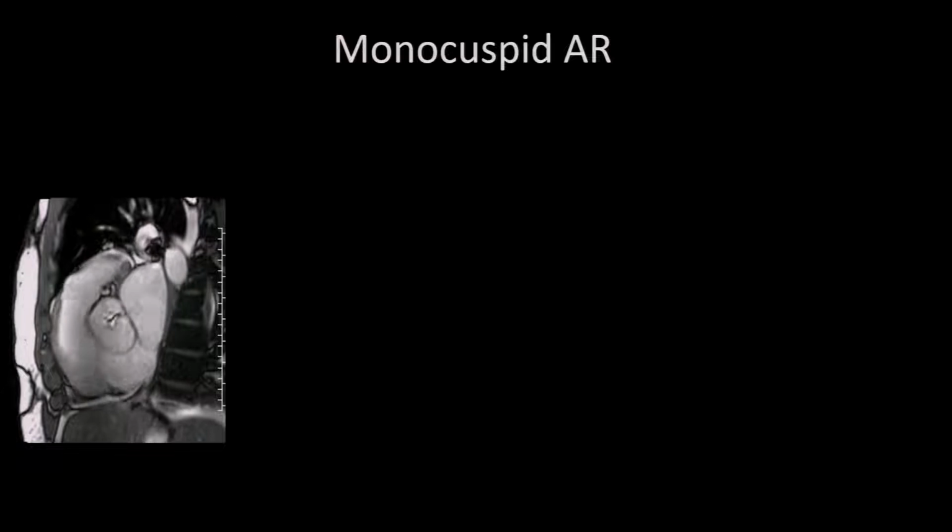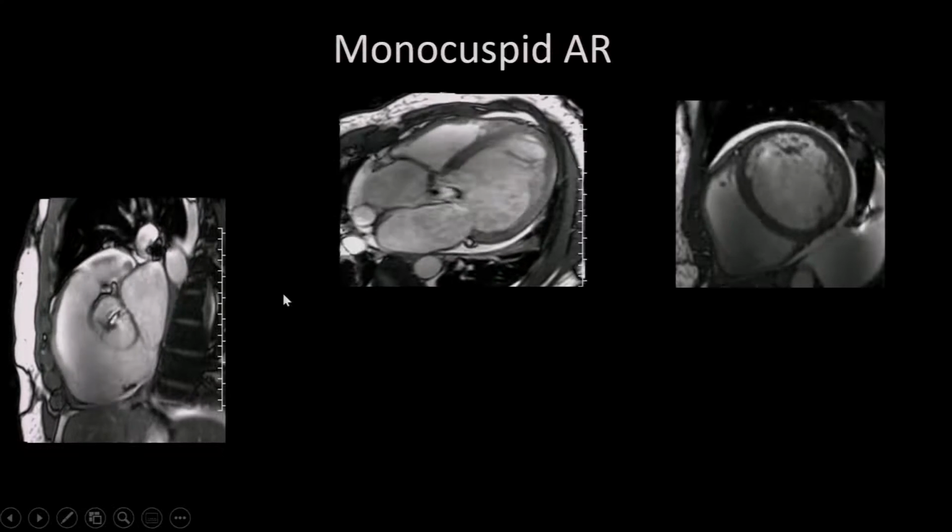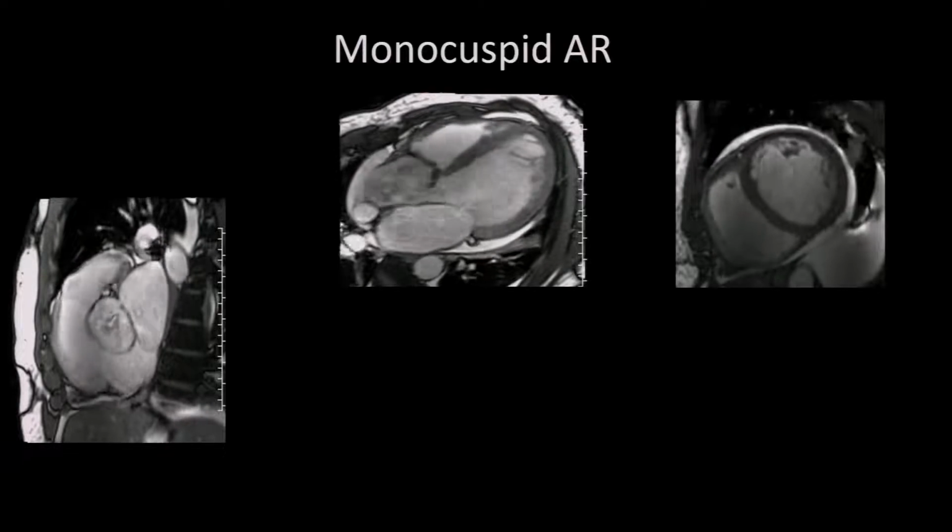When you're evaluating bicuspid aortic valves, just make sure you look, especially in MRI, at all the frames and all the slices. Sometimes you need high res when you're confused, because you don't want to miss a monocuspid aortic valve like this patient had here. You see, it's a monocusp, one commissure here. And this patient was in his 20s.